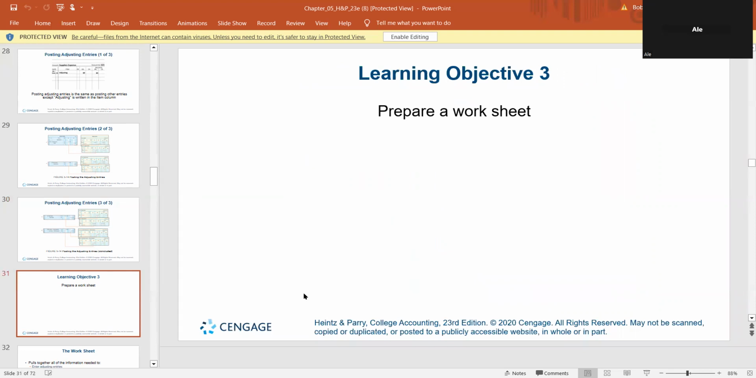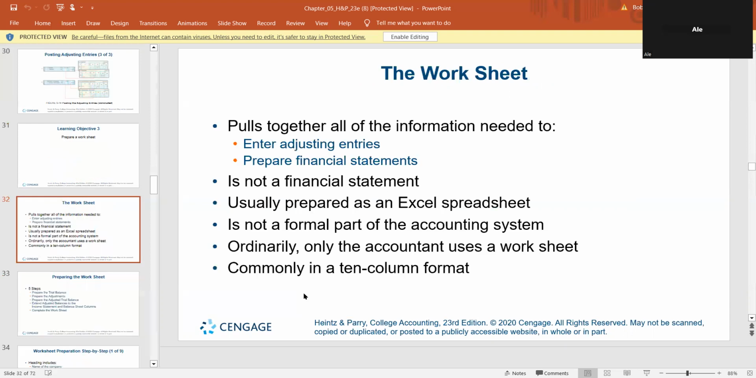Okay, now we've learned how to get going on adjusting entries. And they'll be a little bit tricky as you do your homework, but shouldn't be too bad. What we're going to learn now is that we can prepare a worksheet from the adjusted trial balance. And from that adjusted trial balance, we can prepare the financial statements like we've been doing in the first 4 chapters, okay? Prepare a worksheet.